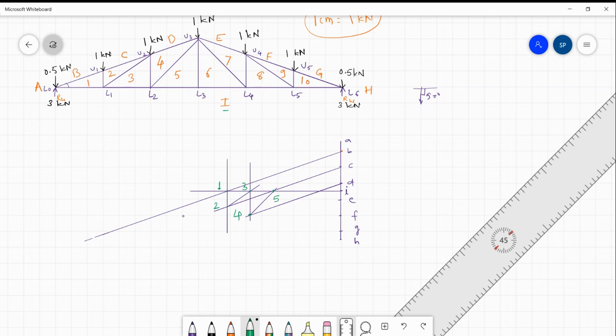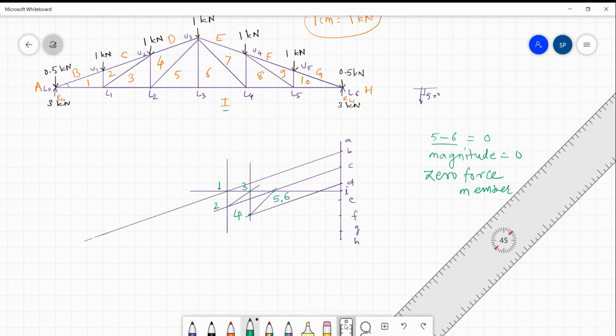Now next is 5 to 6. The second reference is again I. So there has to be a vertical line, and the second reference is I. So 5 and 6, these 2 points are going to coincide. Coincide means what? If you see the distance between 5 and 6 here, it's 0. Distance between 5 and 6 is 0. Means what? The magnitude of this force is 0. It's a zero force member.